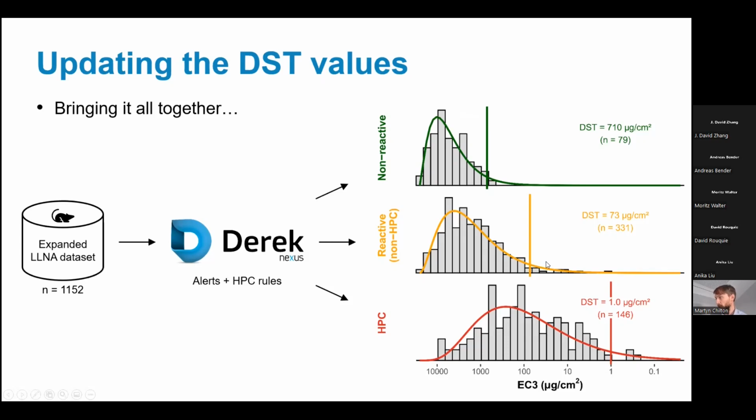Most of them were classed as reactive, leading to a reactive DST of 73, and then the remainder were classed as high potency category, leading to a HPC DST of 1. I'll talk about how these compare to the original thresholds in a minute, but just to say we did do a little bit of looking into a small number of cases where chemicals were more potent than the threshold, which you wouldn't expect. And there were reasons behind that.